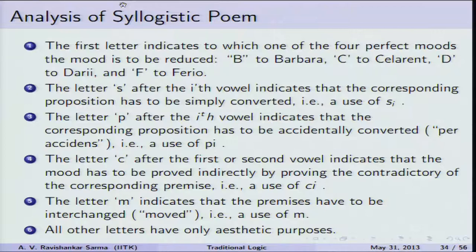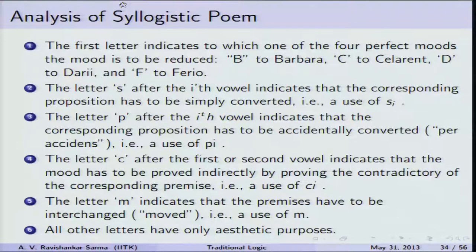So the first letter of the Latin word that you have seen earlier corresponds to one of the perfect moods that needs to be reduced. For example, if you have letter B, then it will be reduced to Barbara. If you find letter C in the second and third kind of stanza that you have seen there in the poem, then it can be reduced to Celarent.